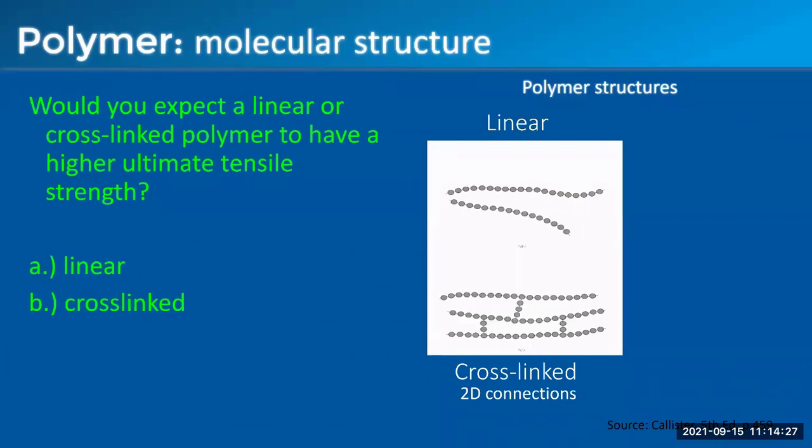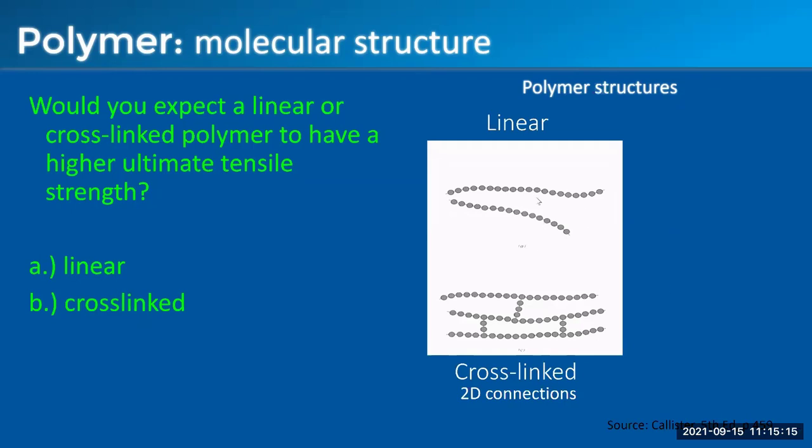So I may have already answered this question inadvertently, but just a quick clicker poll here. Which of these polymers would you expect to have a higher ultimate tensile strength? Okay, whoops, trying to view the poll. Excellent. Okay, most of you answered B, which is correct.